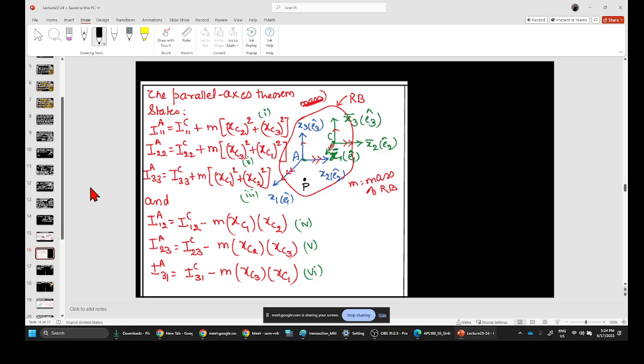Now the parallel axis theorem states that, so I am giving you the full form of the parallel axis theorem up front, and I want to explain this first and then I will show you the proof. The parallel axis theorem has 6 things to tell us. It is a set of 6 statements. First statement, IA11 is equal to IC11 plus m times (xc2 square plus xc3 square). What is m? m is the total mass of the RB.